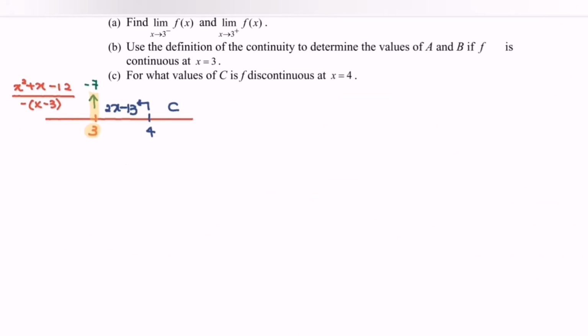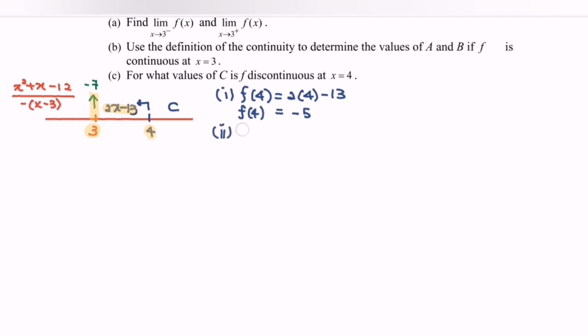Now we are going to discuss C. For what value of c is f discontinuous at x equal to 4? By using condition number 1, f(4): if it's 4, we use the function 2x minus 13. So we will have 2 times 4 minus 13. The answer would be 8 minus 13, which is negative 5 for f(4). So f(4) is equal to negative 5, defined.